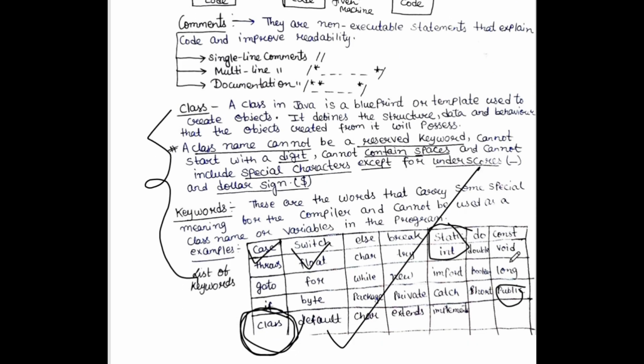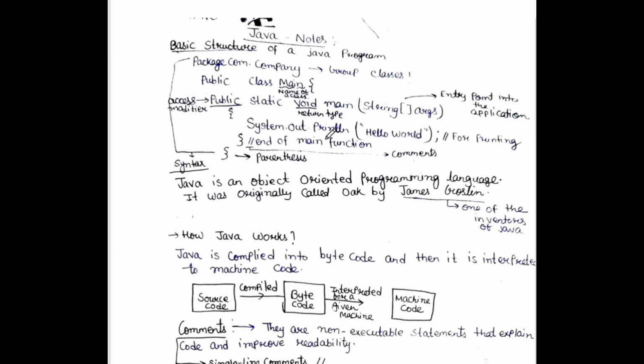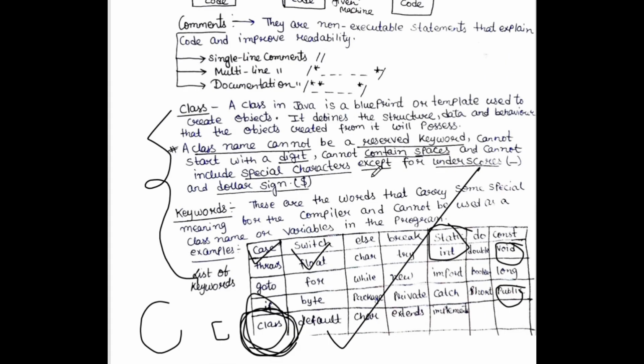Now, void, class are in small letters. You can write in capital letters, but that is not a keyword because Java is case sensitive. Small-letter class will not be considered. Okay. Have you understood what I mean to say? So these are some examples.